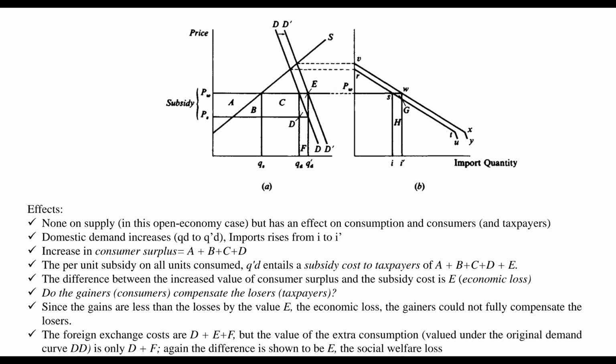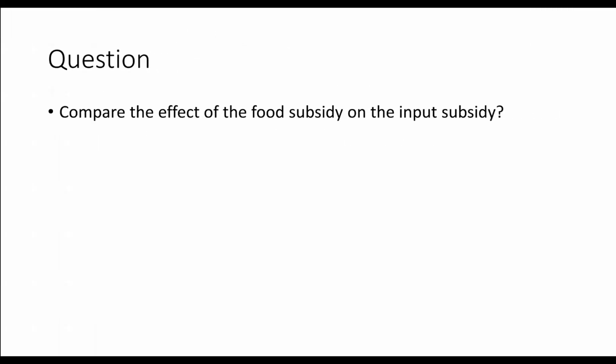So the foreign exchange costs are DEF. DEF will actually be the foreign exchange costs, but the value of the extra consumption valued under the original demand curve DD is only D plus F. That is the value of extra consumption, D plus F. Again, the difference is shown to be E, which is the social welfare loss. Those are some of the effects.